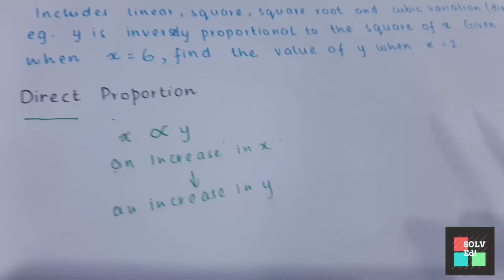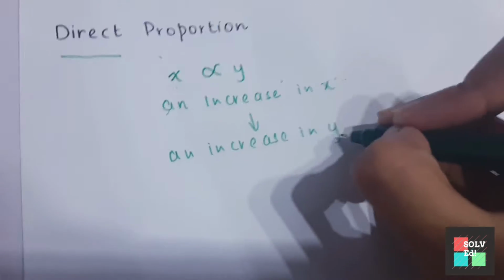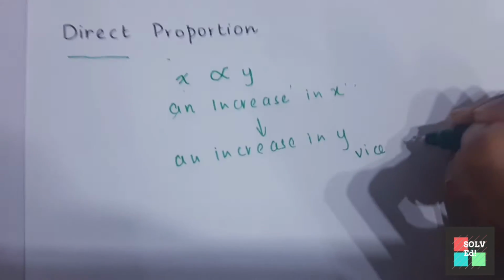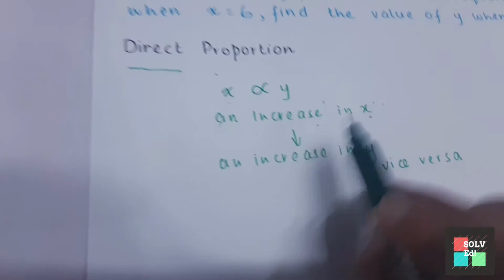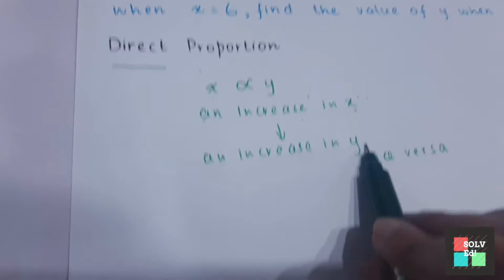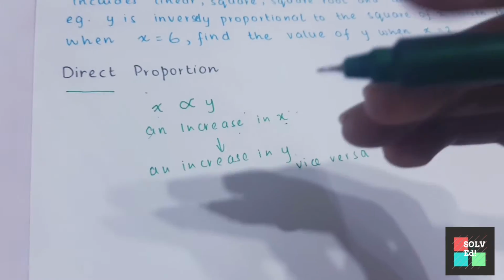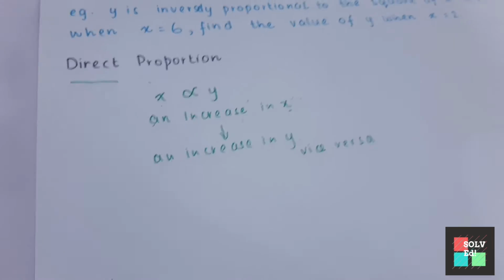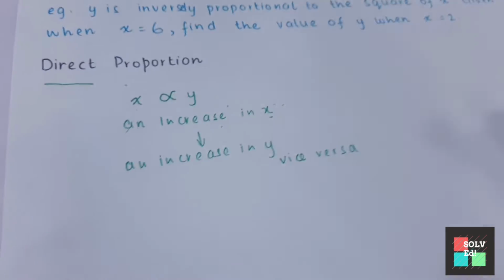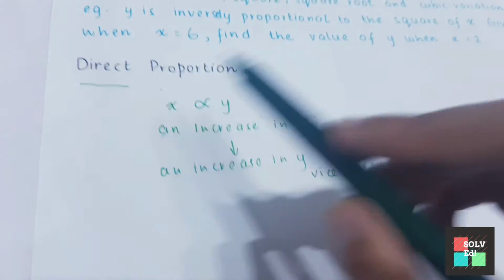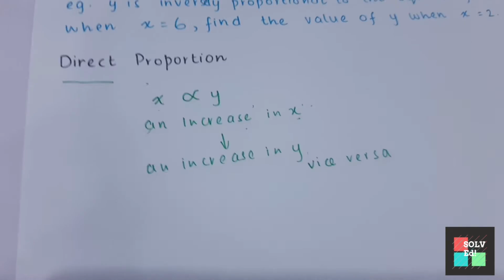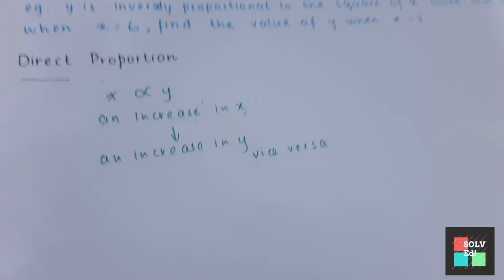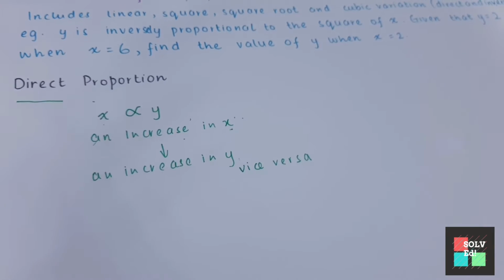And this is the same for vice versa. So I'm just going to write here vice versa, which essentially means that if there is a decrease in x, there would be a decrease in y. If we flipped it the other way around, if they're telling us that there is an increase in y, instead of telling us that there's an increase in x, it automatically should project the image that x is also increasing. Let's put this a little bit more visually.